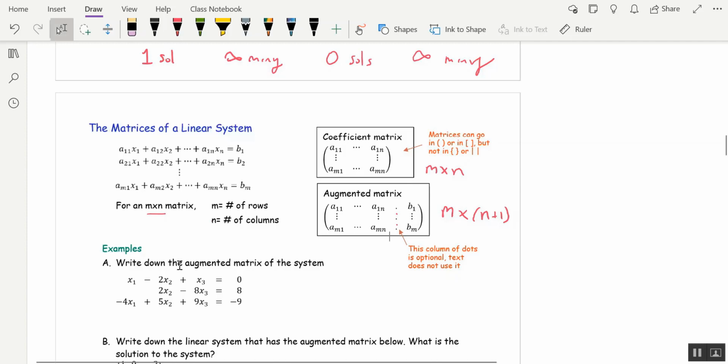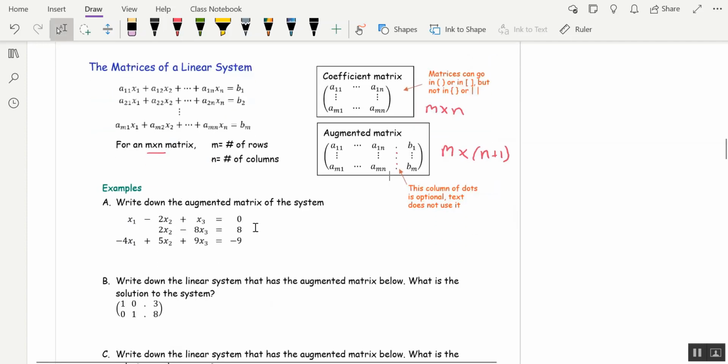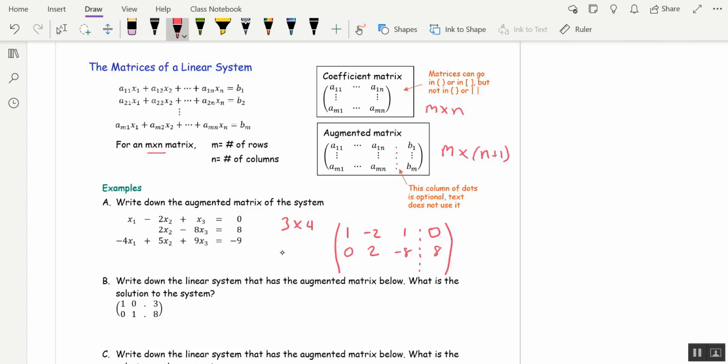So let's look at an example. Write down the augmented matrix of this system. Okay, there's 3 variables, 3 equations, so this is going to be 3 rows and 4 columns. So here we go. The coefficients of the top equation are 1, -2, 1, and then 0. And this last column is my answer column. Second equation, the coefficients are 0, 2, -8, and 8. And the last one is -4, 5, 9, and -9.